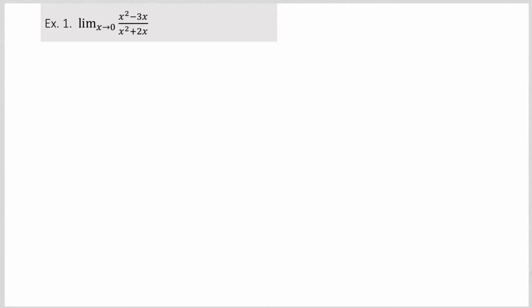Our first example, we have a polynomial over a polynomial. First we want to see if we have an indeterminate form when we try to evaluate our limit as x approaches 0. So I would have 0 squared minus 3 times 0. Well, that's 0 in the numerator. And then I would have 0 squared plus 2 times 0. That's 0 in the denominator. So that's 0 over 0, so I can apply L'Hopital's rule.